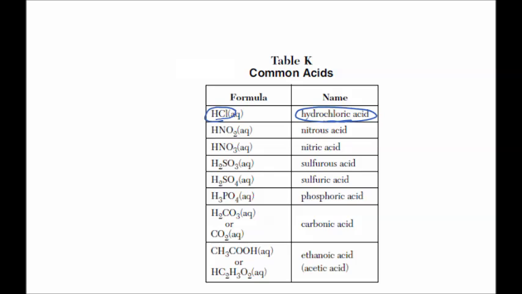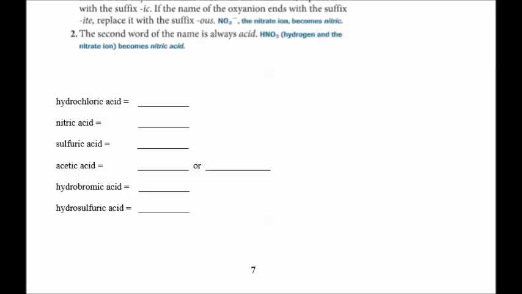The other type of acid has an oxygen in it, in which case we will just look up the name for now in table K. So if we look at our notes, hydrochloric acid is HCl, and you really need to have table K in front of you. Nitric acid is HNO3, so we're just looking on table K. Sulfuric acid is H2SO4. Acetic acid is the one that has two possibilities. It's also called ethanoic acid.